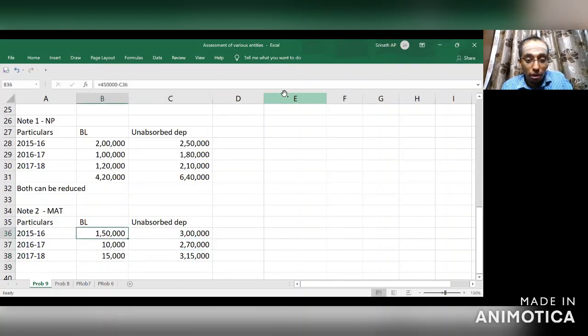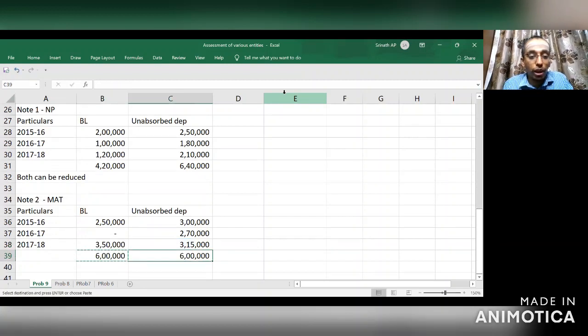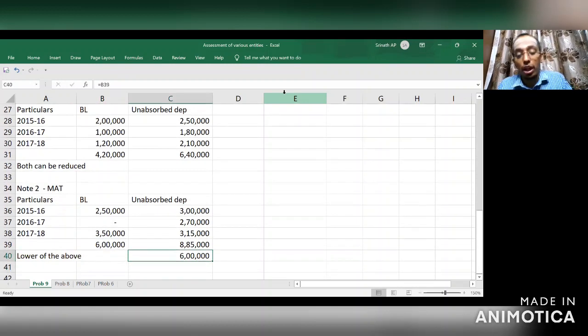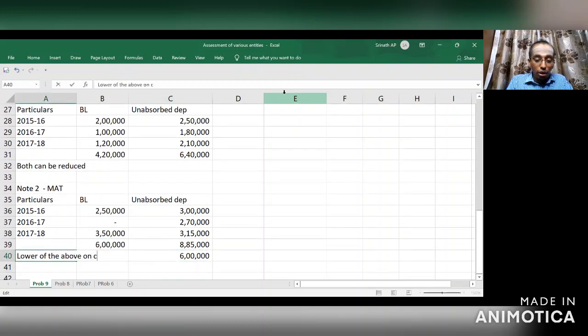Now, 5,50,000 minus 3 lakhs. Second year is 2,70,000 minus 2,70,000. Third year is 6,65,000 minus 3,15,000. You will do a cumulative lower of the above. This allowed as deduction is 6 lakhs, lower of the above on cumulative basis.